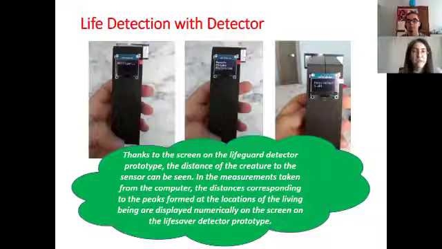Thanks to the screen located on the prototype of the Lifesaver Detector, the distance of the creature to the sensor can be seen. In measurements taken from the computer, the distances corresponding to peak points formed in a position where the living creature is located are displayed numerically on the screen on the Lifesaver Detector prototype.